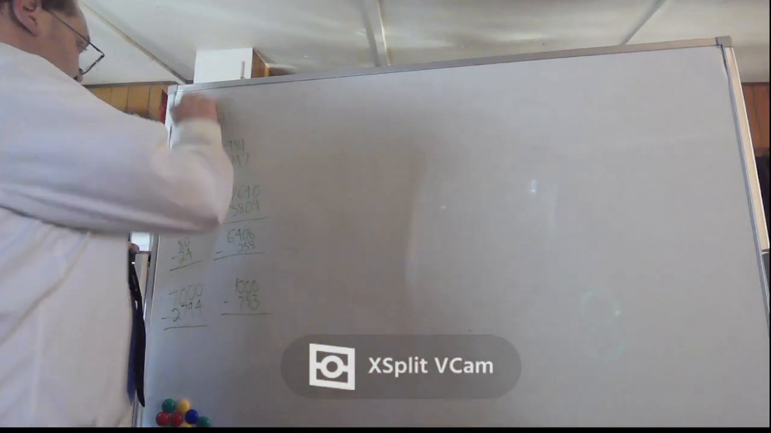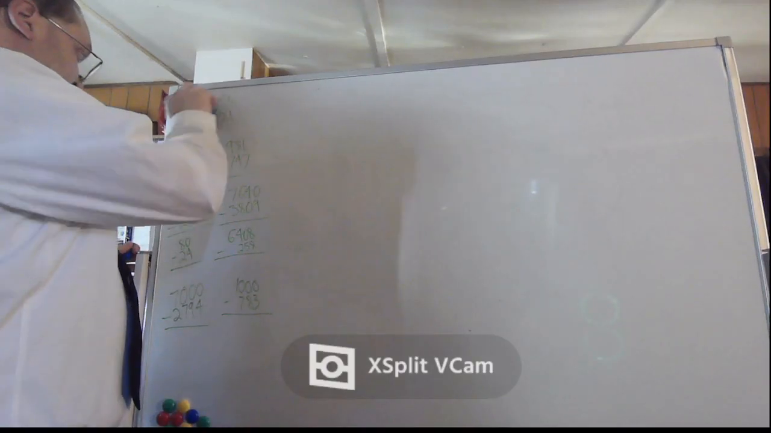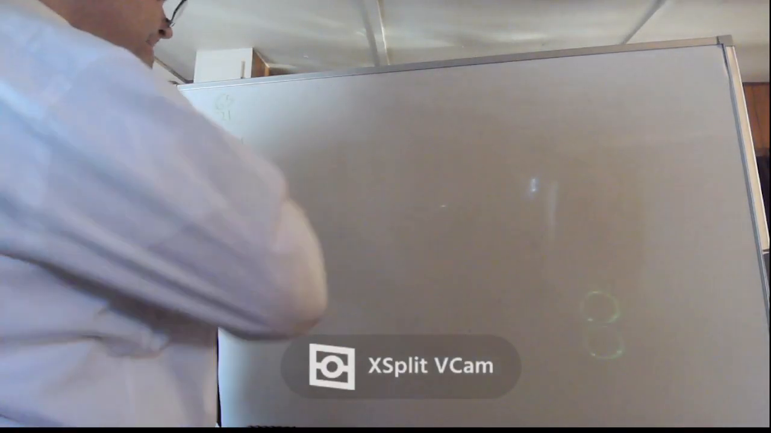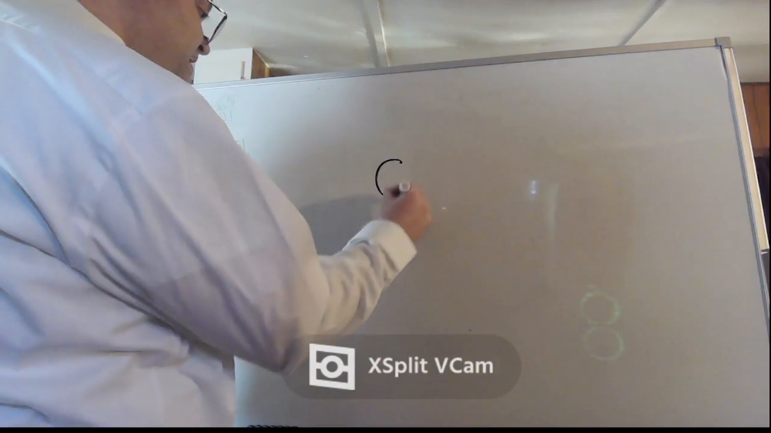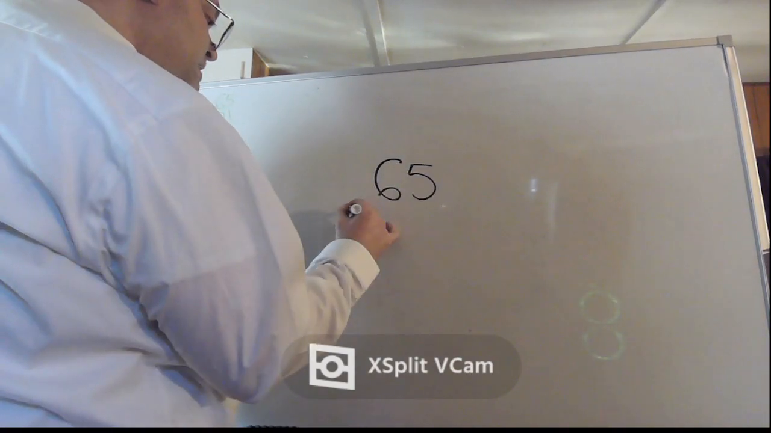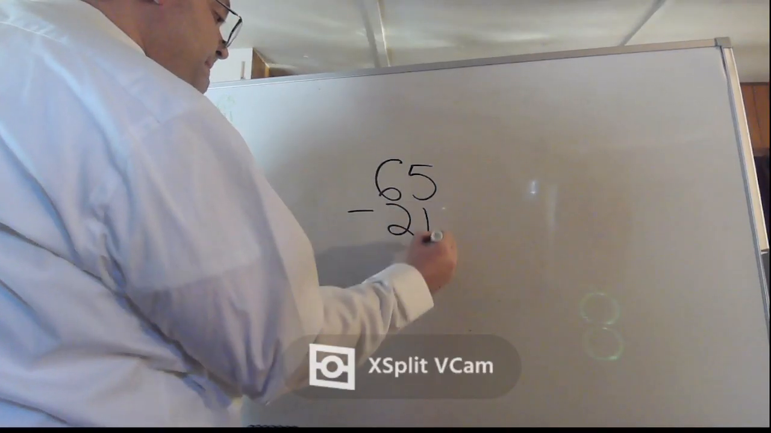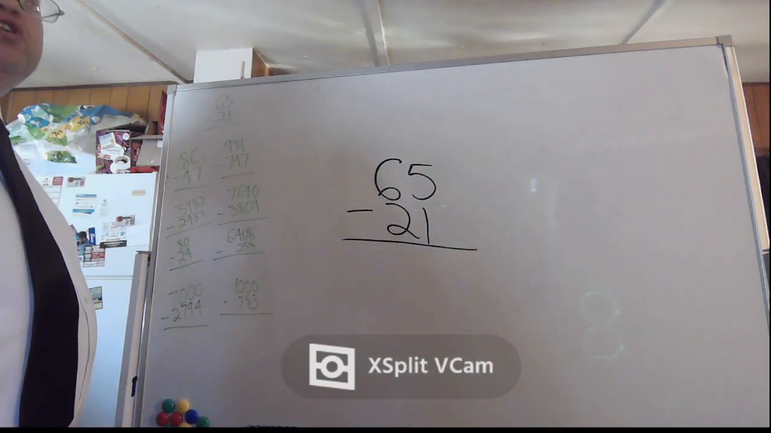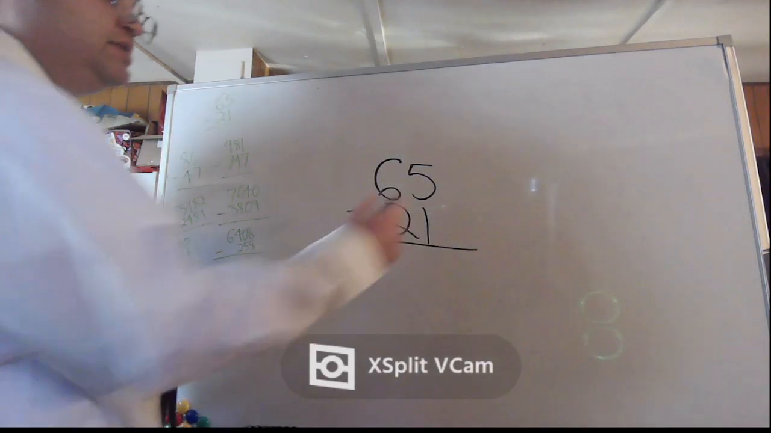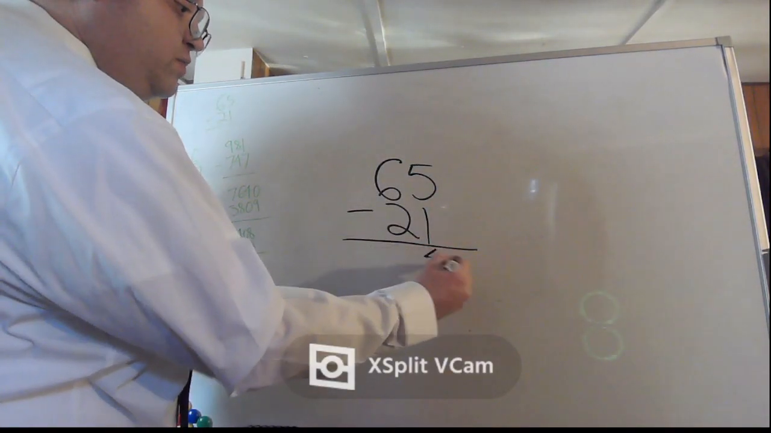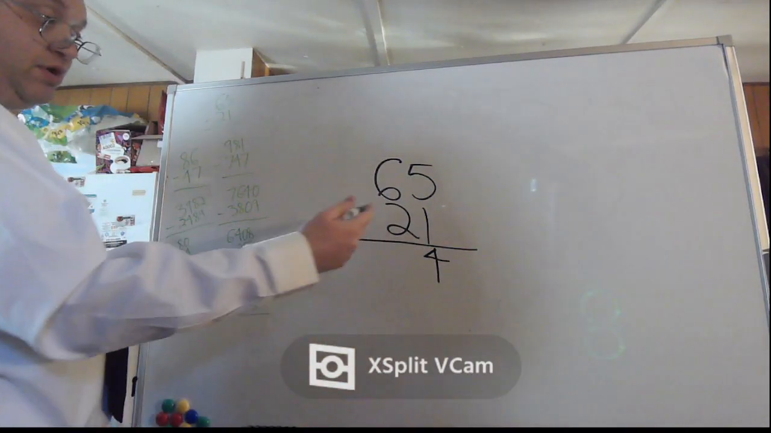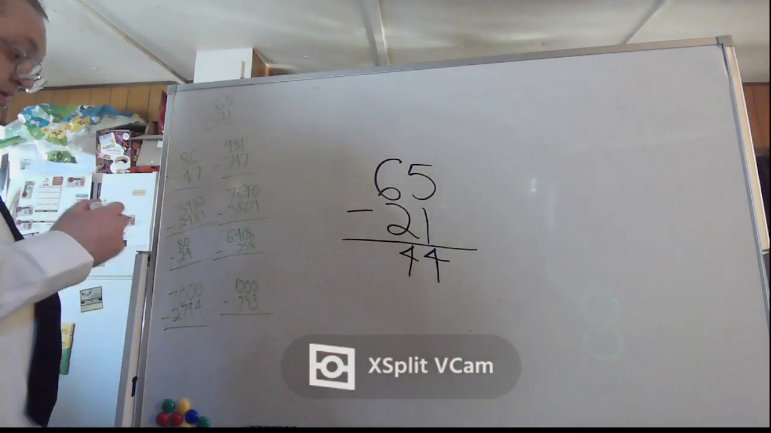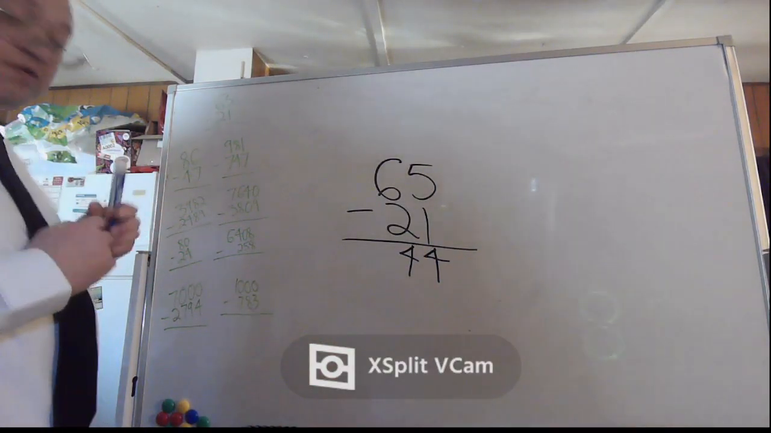Let me erase that problem from the list of problems I'm going to teach. How about we take it up a little bit. We'll do 65 minus 21. Again, we start with the rightmost set of numbers. So 5 minus 1 is 4. Then we work our way over. 6 minus 2 is 4. So we would get 44 as our answer.